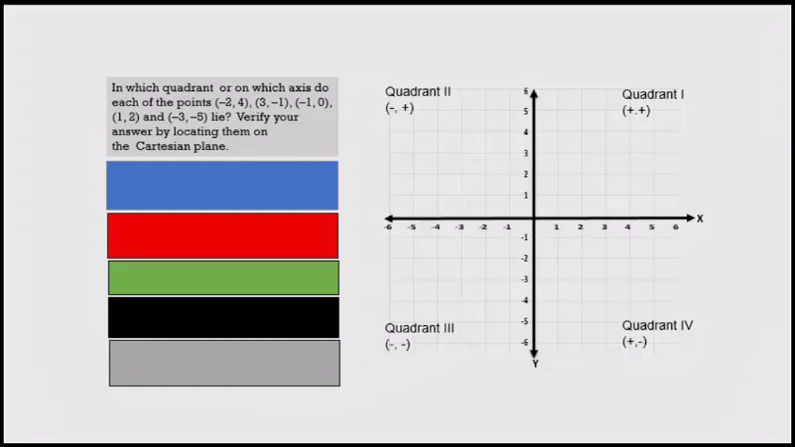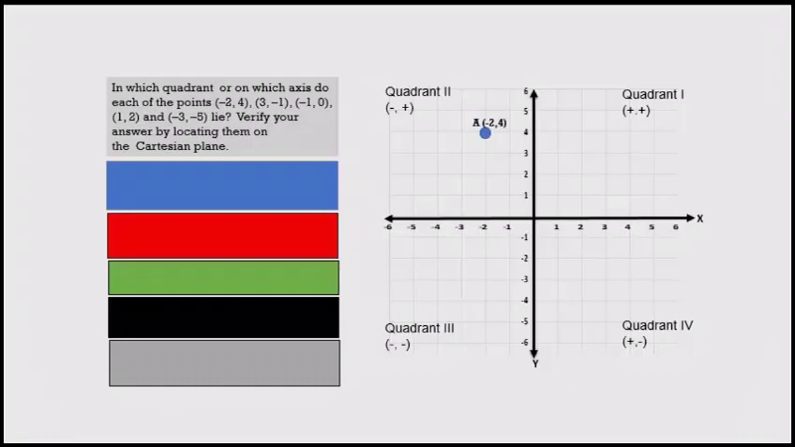(-2, 4), (3, -1), (-1, 0), (1, 2) and (-3, -5) lie. You need to verify your answer by locating them on a Cartesian plane. For your reference, a Cartesian plane with quadrants are given below. You are requested to copy it in your notebook before stating the quadrants, okay? Your first point is (-2, 4).